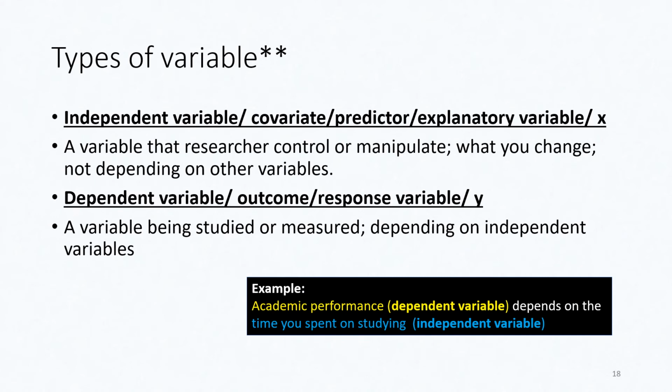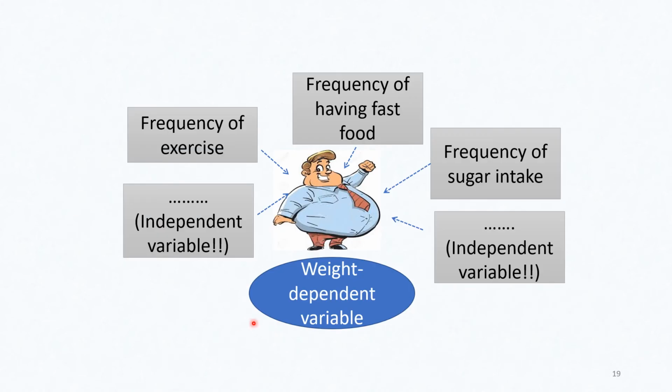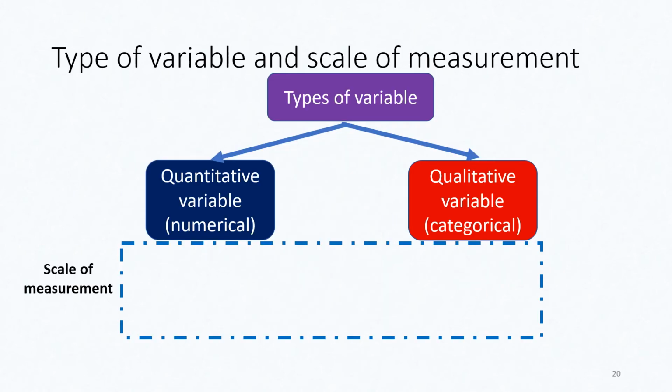For example, academic performance depends on the time you spend on studying. So academic performance is the dependent variable. Time you spend on studying is the independent variable. Another example is we are looking for the independent variables that affect weight. So weight is the dependent variable. Frequency of exercise, frequency of having fast food, frequency of sugar intake, etc. are independent variables.